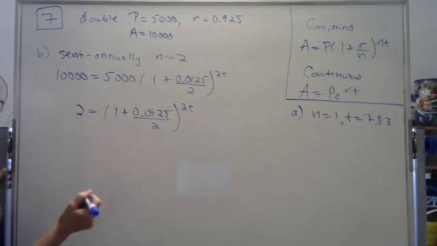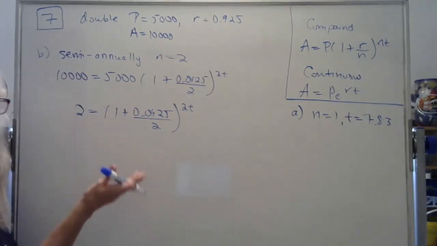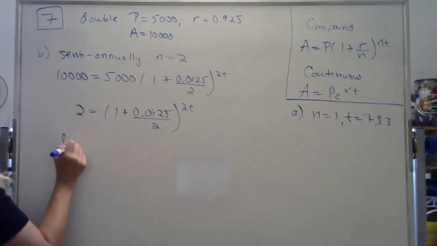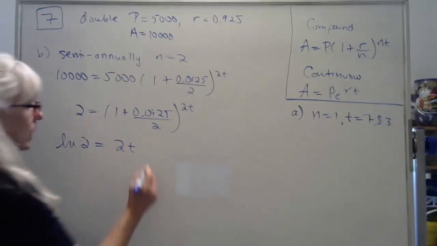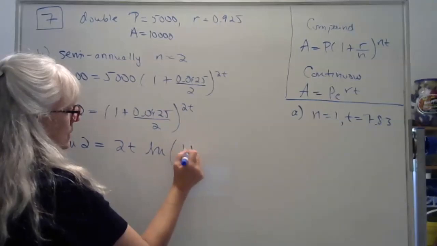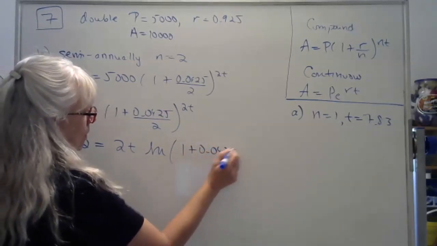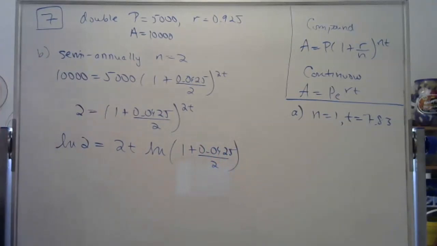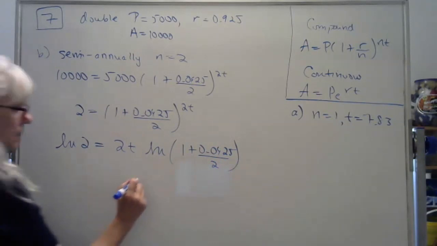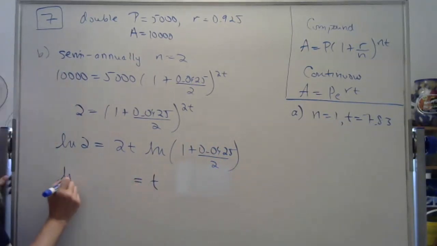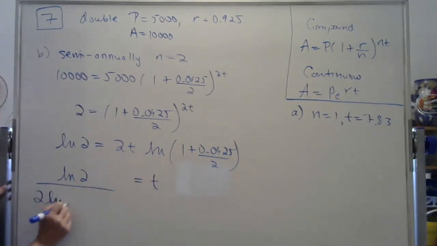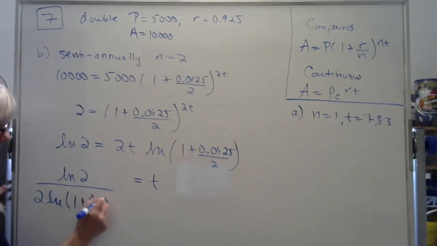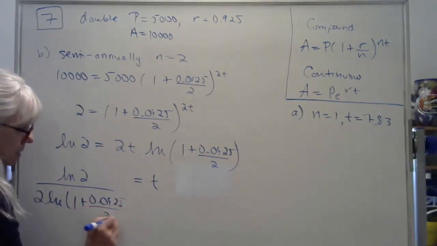We're going to come in and take the log of both sides. Let's use ln this time. I want them both in your notes so you can see you can use either one. So ln of 2 is equal to, I'm going to write the 2t out in front because I already know it's going to bring it out in front, times the natural log of everything in the parentheses. Then to solve for t, we're going to take the natural log of 2 and divide by everything but the t that's on the right-hand side. So that would be a 2 natural log of 1 plus 0.0925 divided by 2.